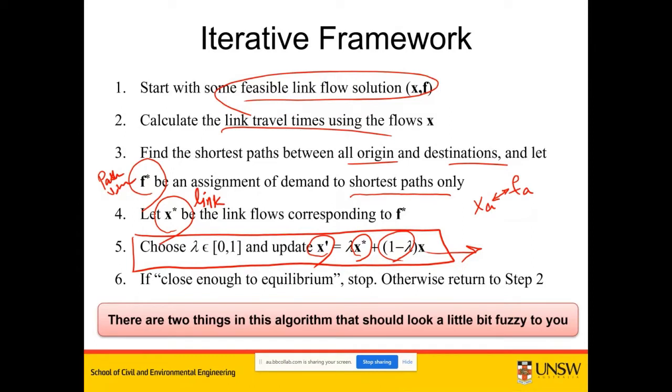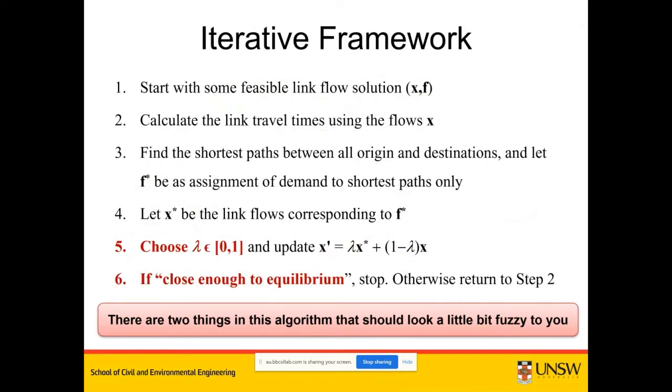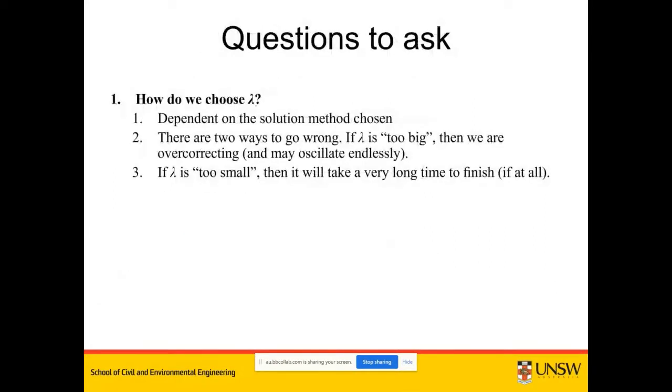But there are two things in this algorithm that should look a little bit fuzzy to you. And that is, how should we choose this lambda value? And what does it mean to be close enough to equilibrium? How do we define close enough to equilibrium? So how do we choose lambda? Choosing the lambda depends on the solution method we use. As I said, different methods do it differently when it comes to calculating lambda.